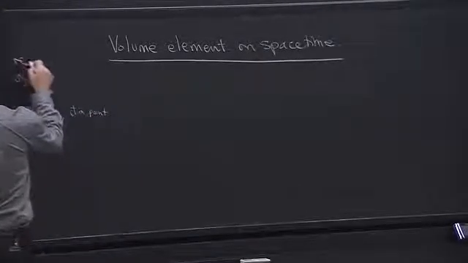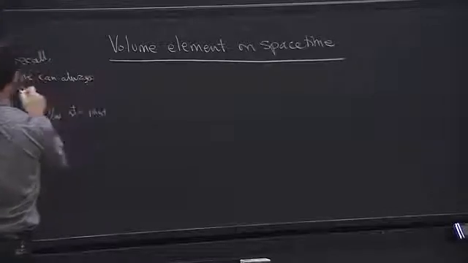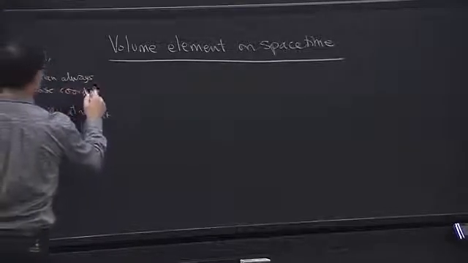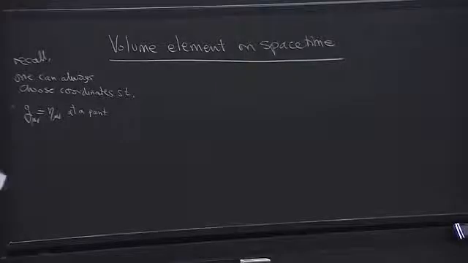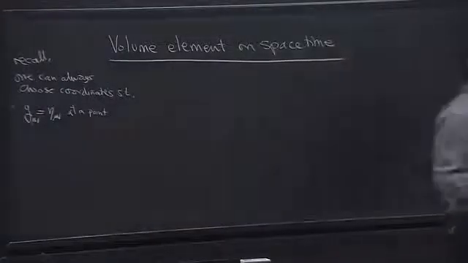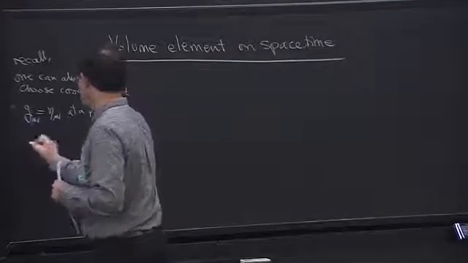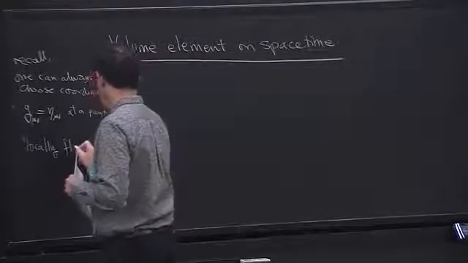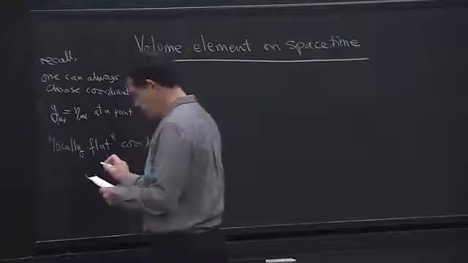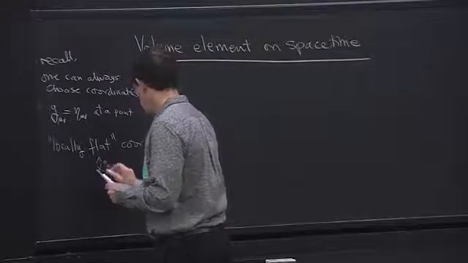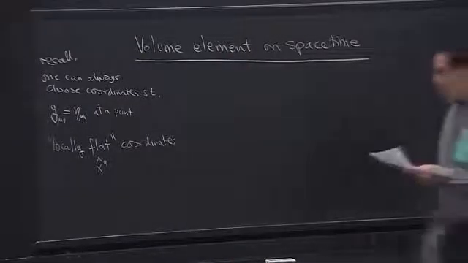Okay, so recall, one can always choose coordinates so that g equals eta mu nu at a point. Now, if you do that, then these are locally flat coordinates, and I'm going to call them x hat a. So in those coordinates, the metric is just eta mu nu at the point we're discussing.